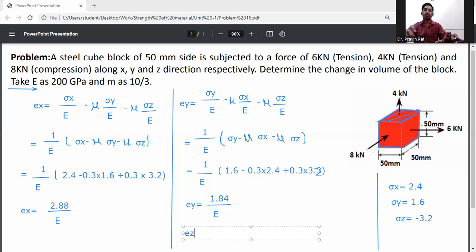1.84 divided by, in terms of E. Calculate all this well.